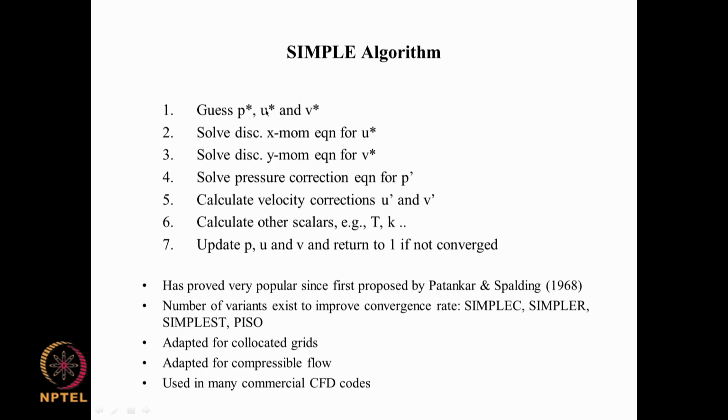So, in the first step, to begin with, we make guess velocity and pressure fields, and then we solve the discretized x momentum equation for u star, solve the discretized y momentum equation for v star, and once we know u star and v star, then we can discretize the continuity equation, and the continuity equation is reformulated as a pressure correction equation. Once you know u star and v star, all the terms that are there in the pressure correction equation are now known.